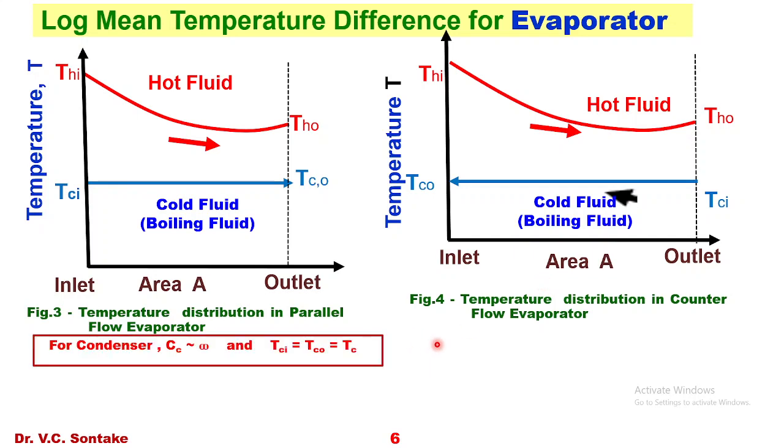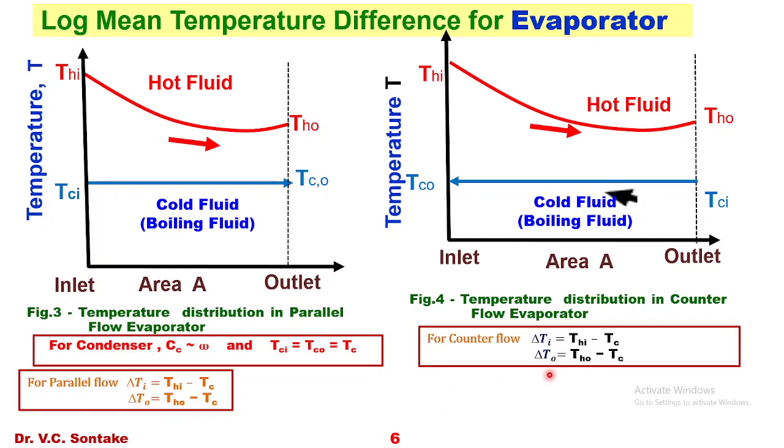So for evaporator, heat capacity rate of cold fluid, that is capital Cc, will be infinite and Tci is equal to Tco is equal to Tc. So for parallel flow, delta Ti is equal to Thi minus Tc and delta To is equal to Tho minus Tc. For counter flow, delta Ti will be Thi minus Tc and delta To will be Tho minus Tc. So this way I could get the expression for LMTD of evaporator.